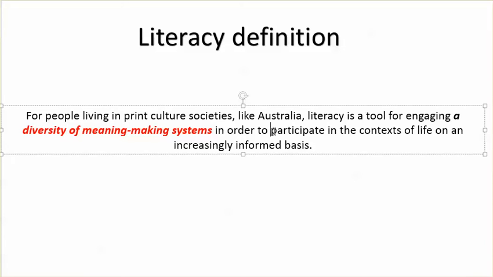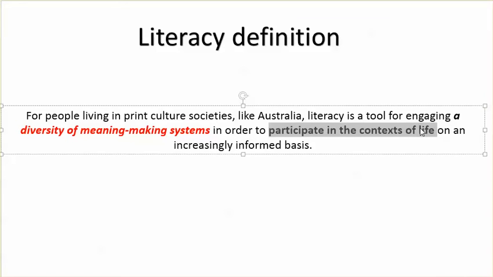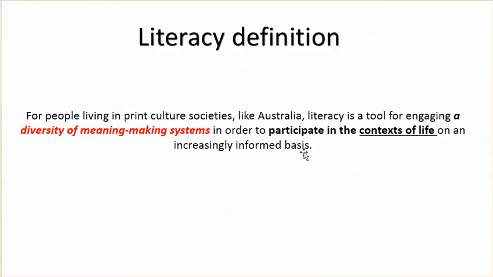And why do we do that? To participate in the context of life. Context of life is a term that I borrow from the philosopher Wittgenstein. And I'm not the only one doing this. There's a reason. People in semiotics, which is the study of meaning, do that. So I just basically give you what's in research. So we engage different meaning-making systems. But why do we do it?